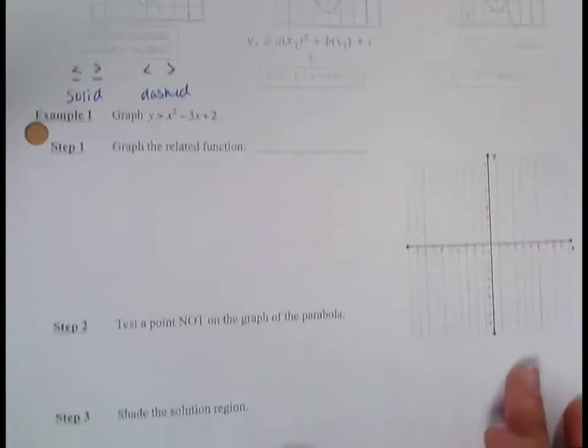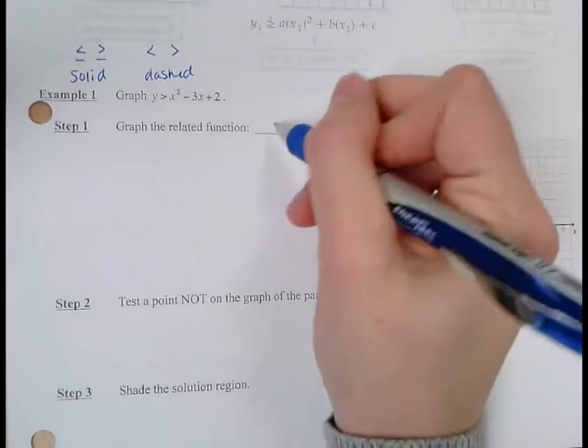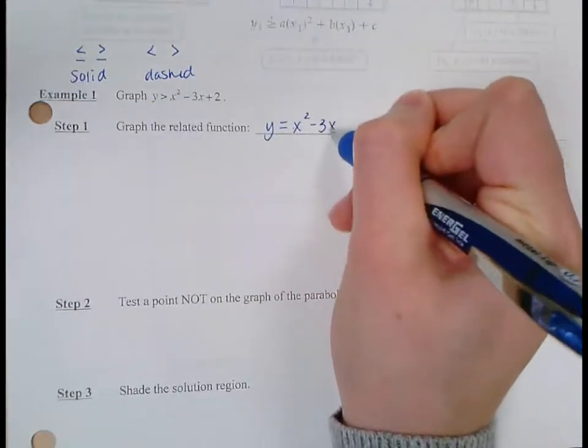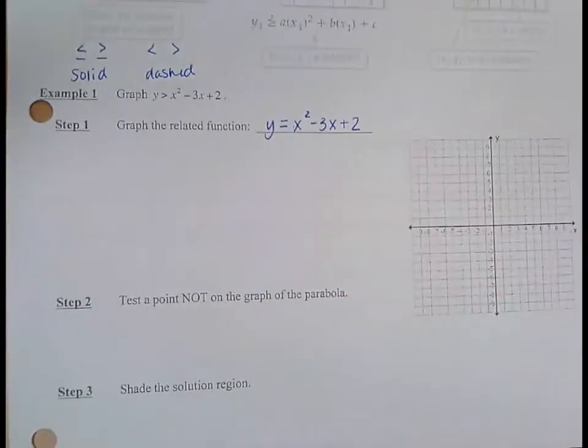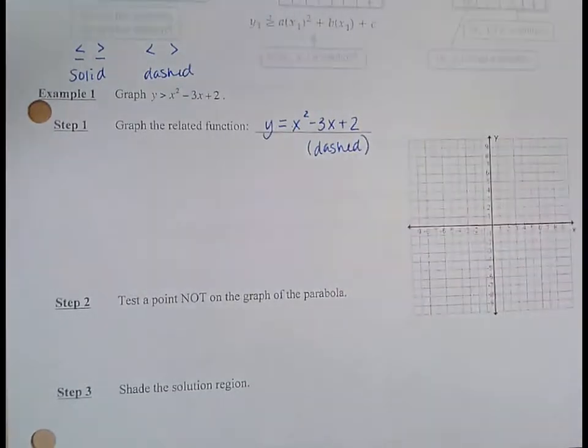But we're just going to look at example 1. So it says graph y is greater than x squared minus 3x plus 2. So the first step, graph the parabola. So you're graphing the related function, which is y equals x squared minus 3x plus 2. And this is thinking ahead, but when we graph this, is it going to be solid or dashed for this inequality? Dashed. So thinking ahead before you actually draw your parabola in, when you get to that point, make sure it's dashed.